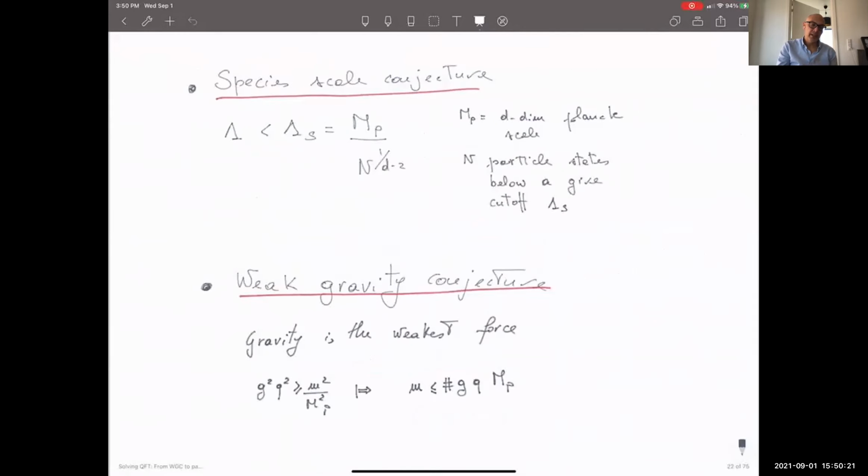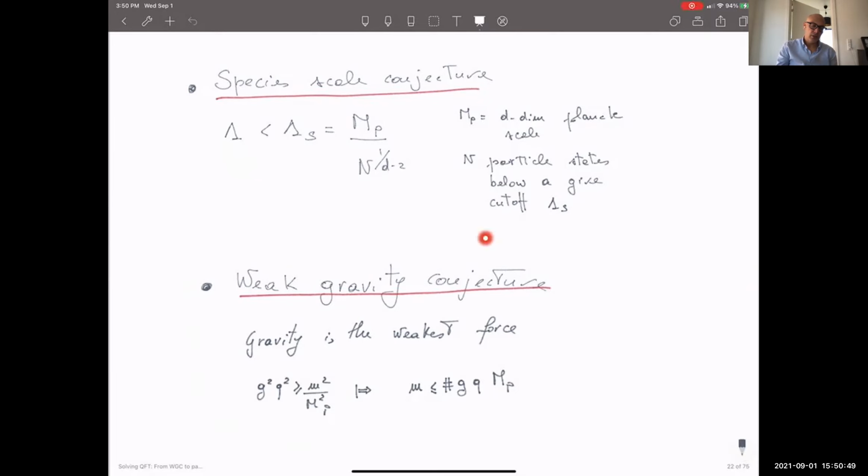Finally, you have a species scale conjecture, which has to do with the fact you have many, many copies. This has been used a lot in particle physics when we were studying extra dimensions. Because then you have many copies of the same particle, so that effectively defines a cutoff, a physical cutoff that tells you that the theory is valid up to that cutoff.